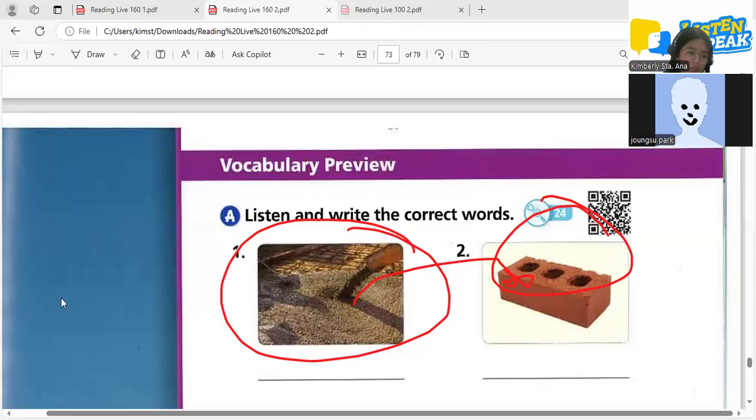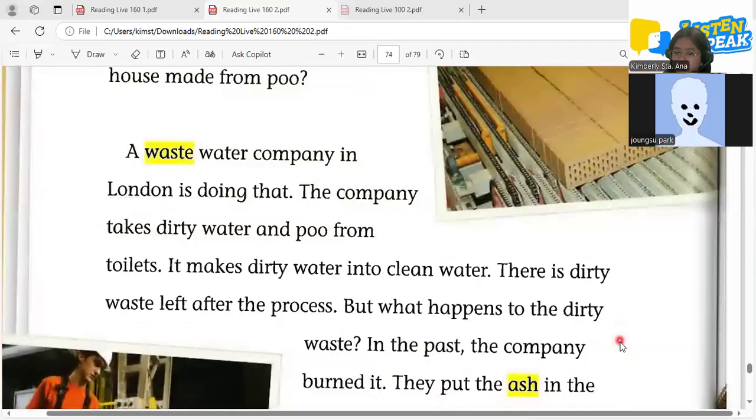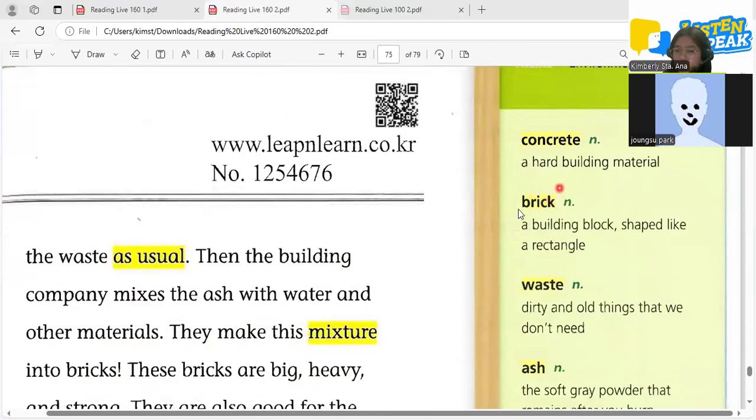Now let's go to the next word. What's the next word, Jimin? Can you help me? Brick. What is brick? A building block shaped like a rectangle. Very good. That is correct.